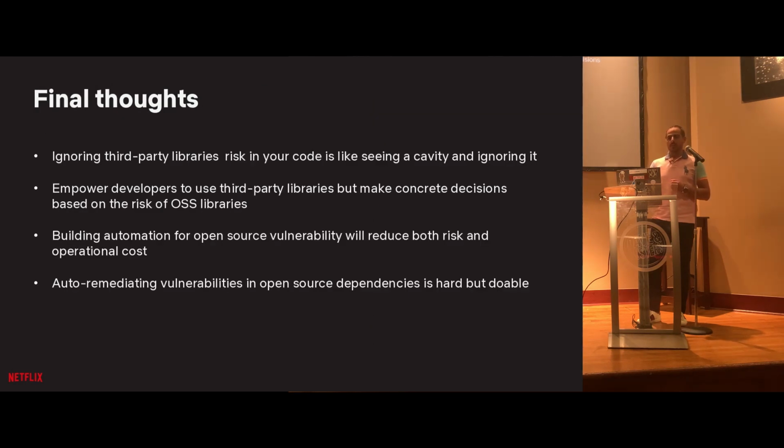For final thoughts, you can't just ignore the problem of third-party dependencies. It's very important. It's part of any other security problems that you may have in your organization. You want to empower developers to use third-party dependencies, but you can't just block them on every single vulnerability that you're seeing. So you want to have concrete decisions based on the risk. And I think building automation is kind of hard, but it will reduce the risk and operational cost.